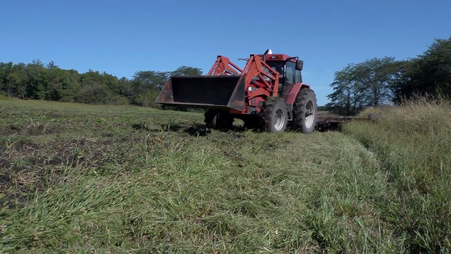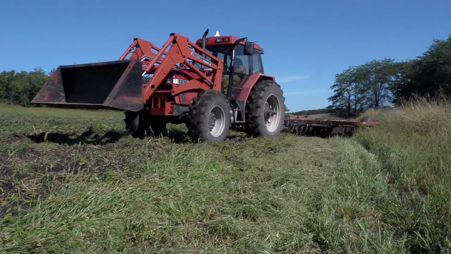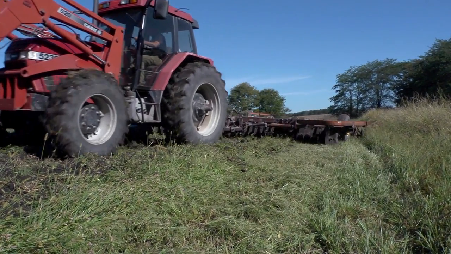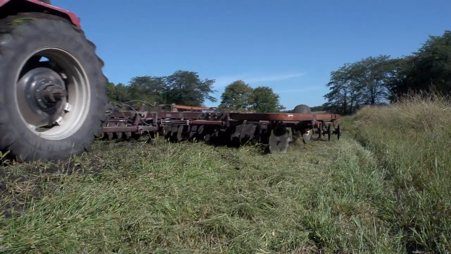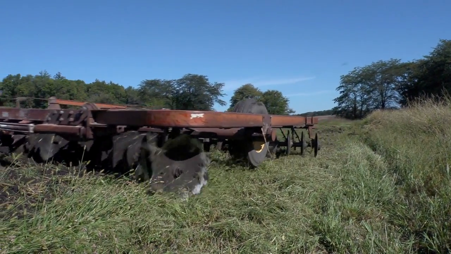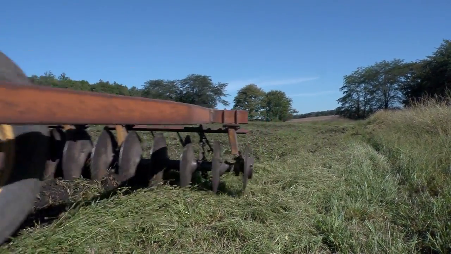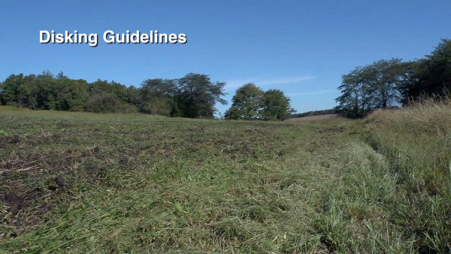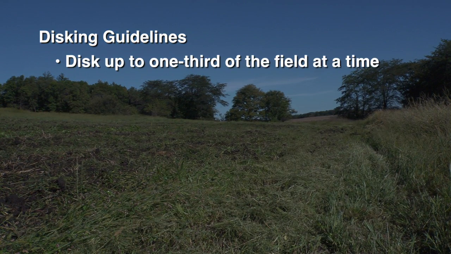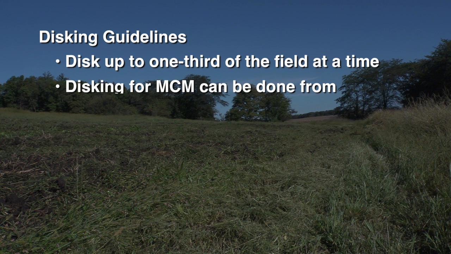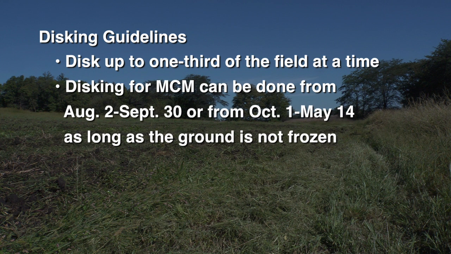Shallow disking, 2 to 4 inches deep, of existing stands 3 years and older increases the amount of open ground and encourages a diverse plant community of annual and perennial plants. A few disking guidelines include: disc up to 1/3 of the field at a time. Disking for MCM may be done from August 2nd through September 30th, or from October 1st through May 14th, as long as the ground is not frozen.